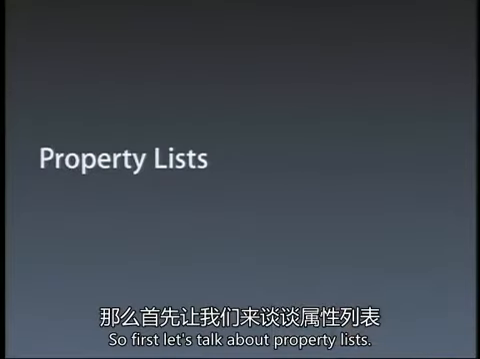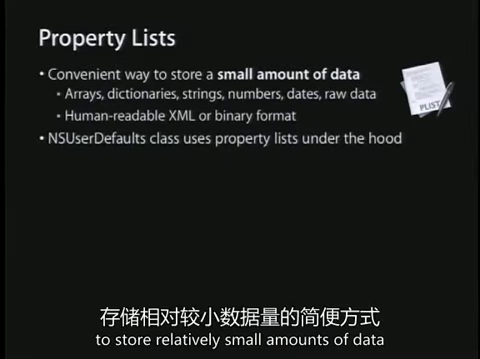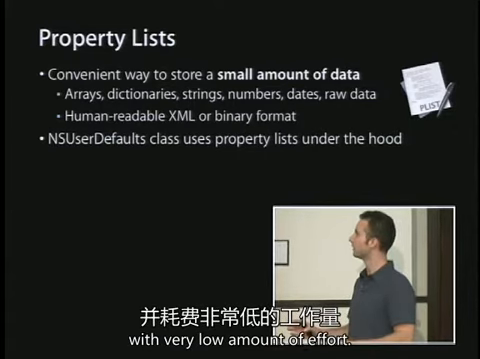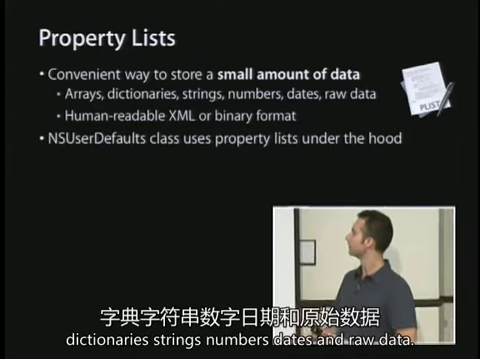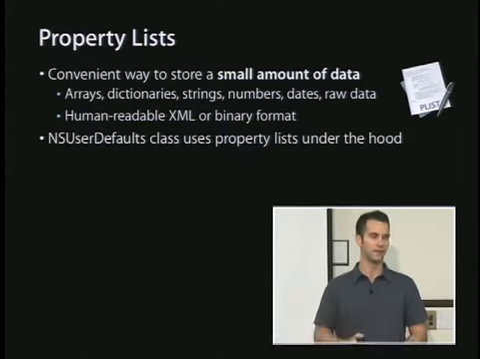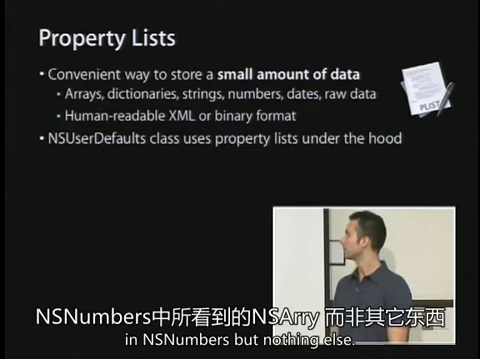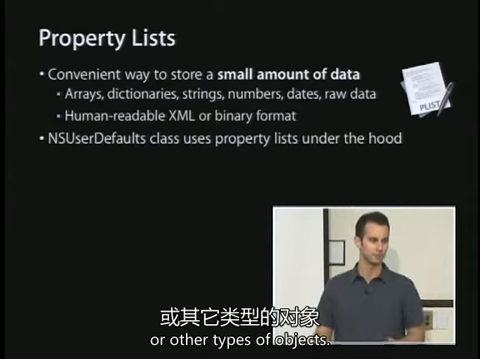So first, let's talk about property lists. They're basically a convenient way to store relatively small amounts of data with very low amount of effort. They can basically only contain the Cocoa types: arrays, dictionaries, strings, numbers, dates, and raw data. That's the NSDictionary, NSArray that you may have seen, and NSNumbers, but nothing else. You can't add your own objects or UI views or other types of objects.